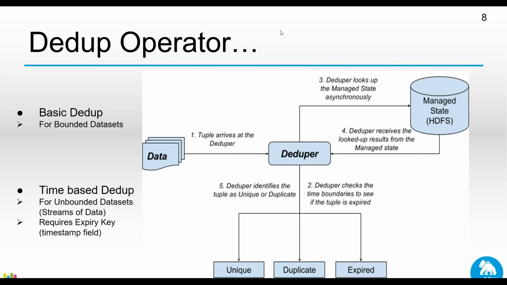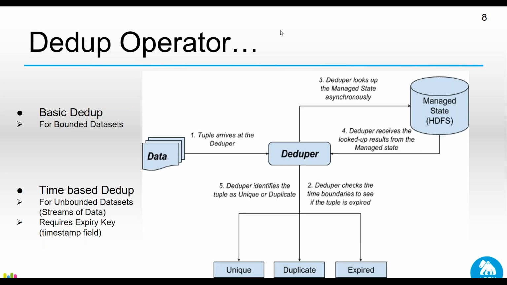coming in. In this scenario, let's say the tuple arrives at the deduper from the data stream. Then the deduper would check for the time boundaries, depending on whether it's a time-based dedup or not. And then asynchronously, it looks in the managed state for that particular key. It receives the looked up results from the managed state, which is written in Apex as such. And depending upon the identification of the key, it either emits that particular tuple on the unique port or on the duplicate port, or, if it was used for a time-based dedup, on the expired port.